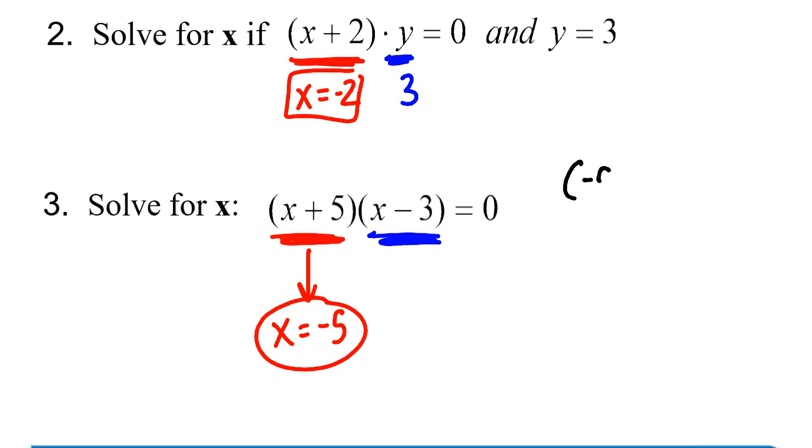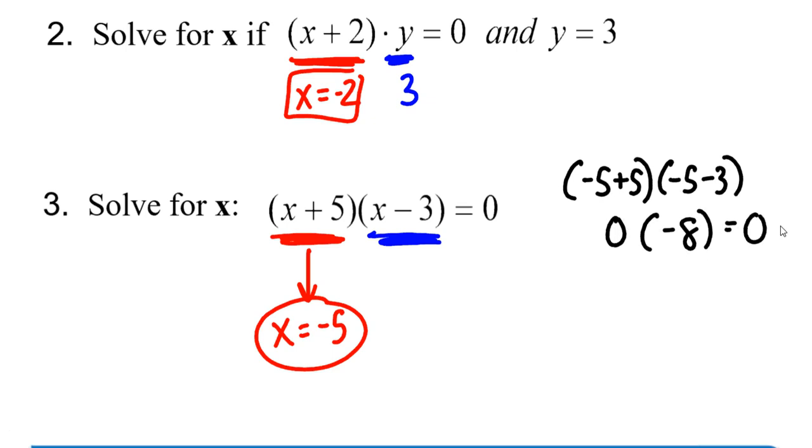Well, I would get negative 5 plus 5 and negative 5 minus 3. Negative 5 plus 5 is 0. Negative 5 minus 3 is negative 8, and 0 times negative 8 makes 0. So it works. What if it was the blue thing, though?